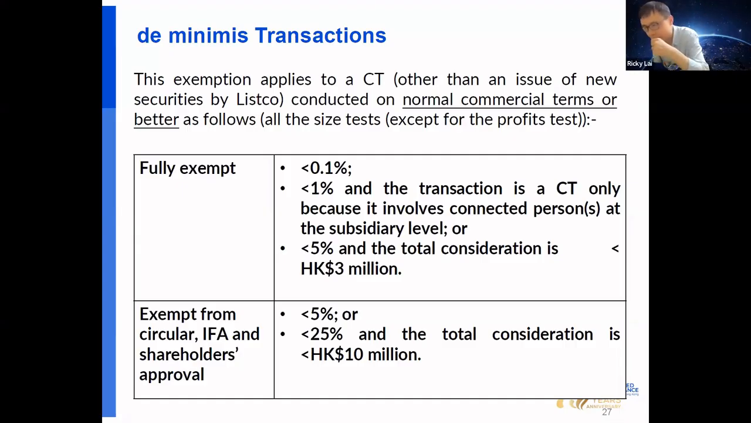And how about partial exemption? Okay, that is exemption from the circular, appointment of IFA, and independent shareholder approval. That is, the size test result should be less than 5%. Or the size test result is less than 25%, and the total consideration is less than 10 million Hong Kong dollars.